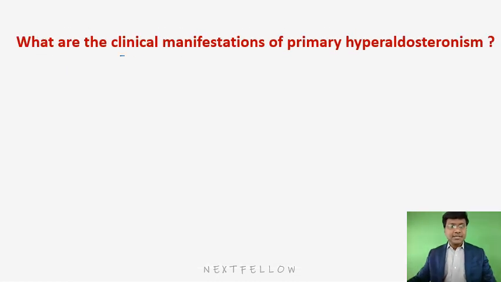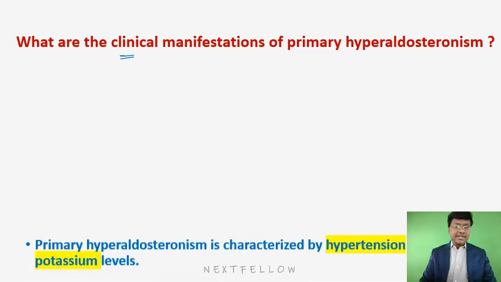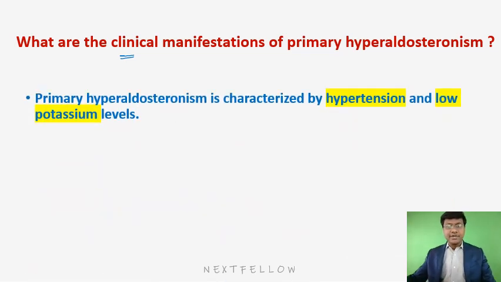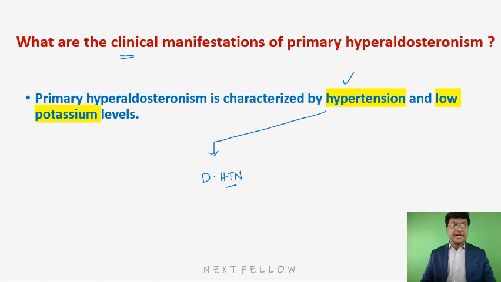That is a very important difference between primary as well as secondary hyperaldosteronism. Then, what are the clinical manifestations of primary hyperaldosteronism? The clinical manifestations include, number one, the development of hypertension. And what type of hypertension is commonly seen? It is the diastolic hypertension, which is commonly seen in patients with primary hyperaldosteronism.